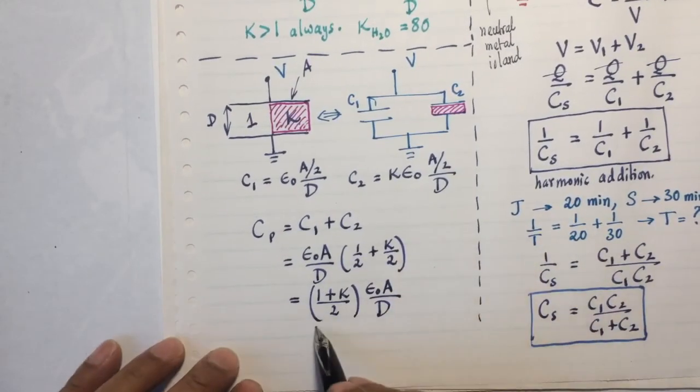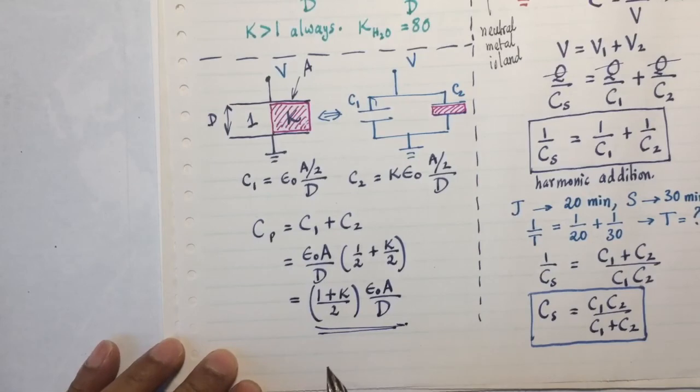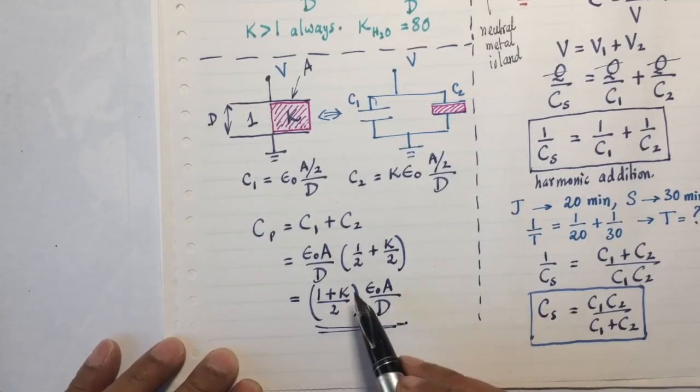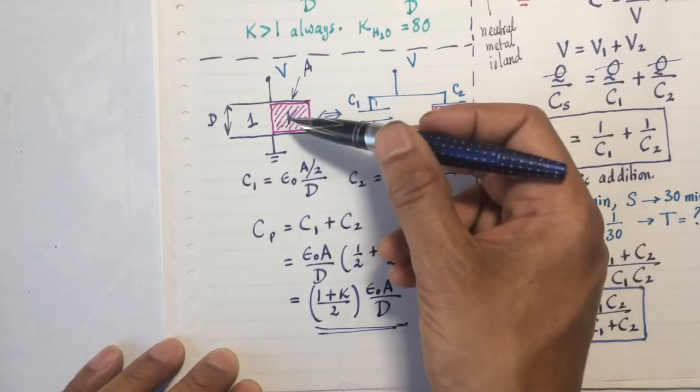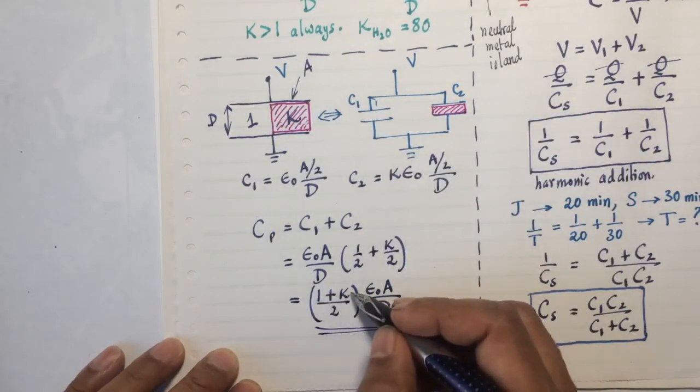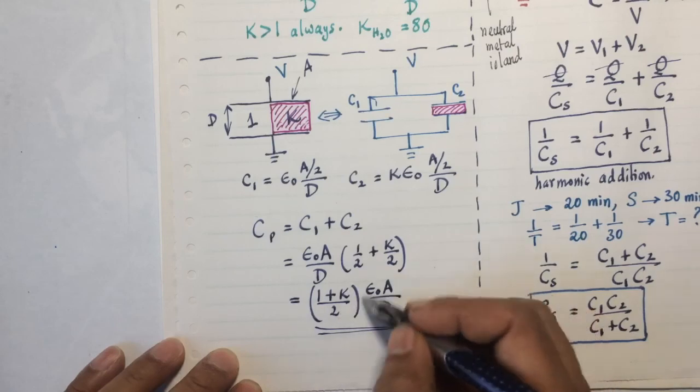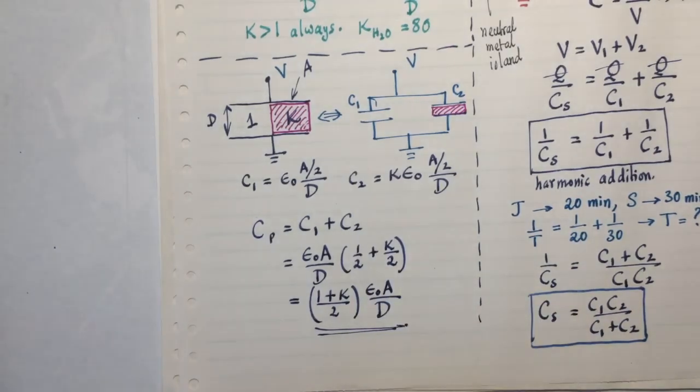When you get an expression like this, always check if the limits make sense. The limit is, imagine you just put air inside. In other words, you did not do anything. If you put air inside, kappa is equal to 1, I get 1 plus 1 over 2, which is just 1, or the same as what you would have had anyways.